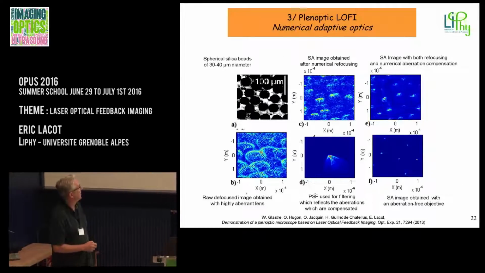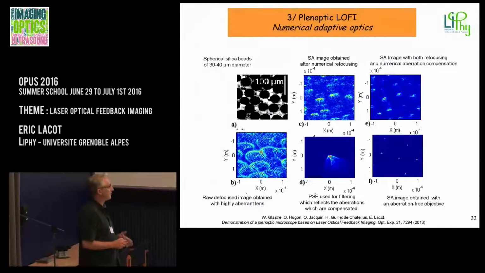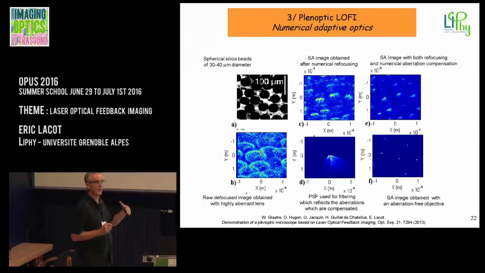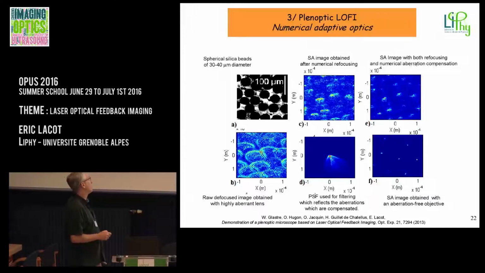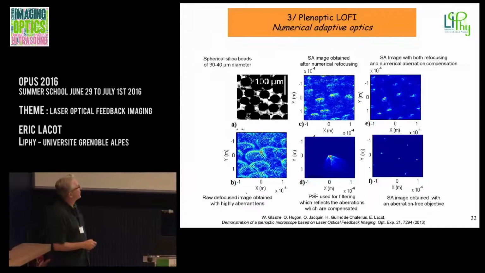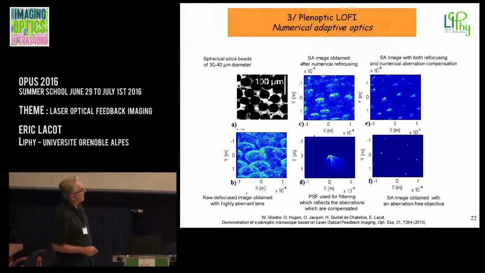Another example: the target under investigation is again composed of silica beads, and in this experiment we have voluntarily introduced aberration in our setup. The lens used is a plano-convex lens, which is voluntarily tilted to introduce aberration. So here is the raw complex image obtained with the conventional LOFI setup, the image obtained after simple numerical refocusing, and the image obtained after numerical refocusing and compensation of the coma and astigmatism aberration. And here the final image without aberration.